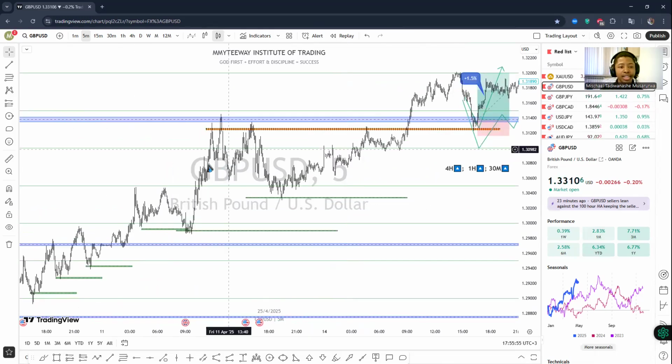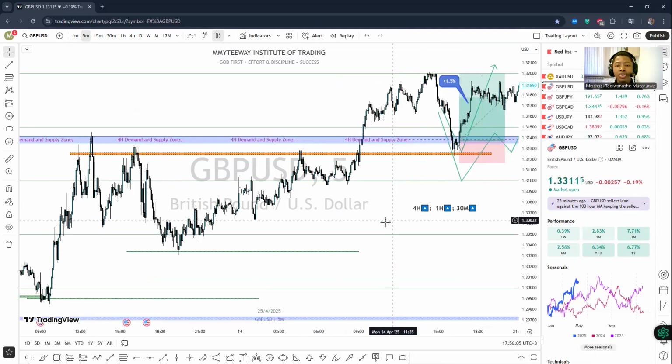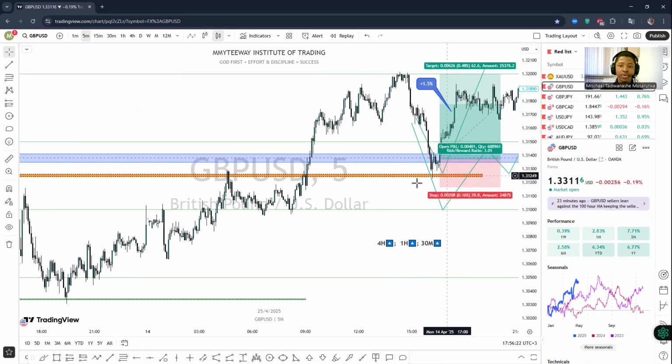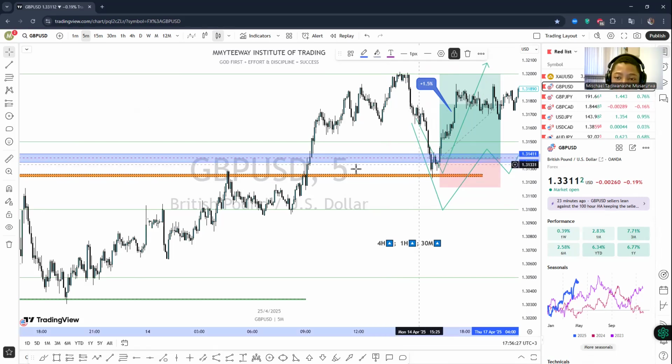They are always reactions. You can see 1, 2, 1. They are always reactions at psychological levels. So at psychological levels, I can also use them as areas of interest. This trade, I entered it due to the break and retest of this resistance level, right? This was our area of interest. And we also had a double confirmation, as we also had a 4-hour demand and supply zone area of interest at the same area.